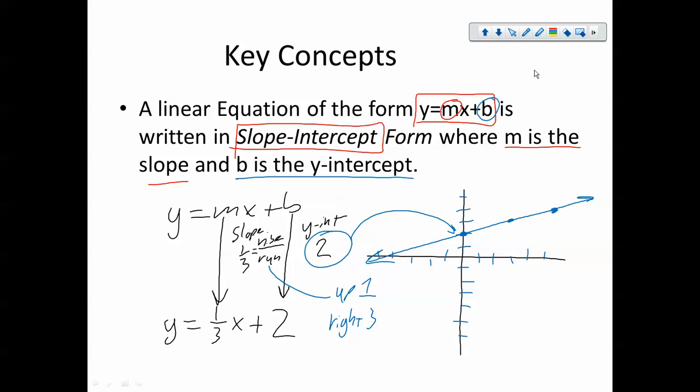Okay, so anyway, that's how you graph. The y-intercept of 2 gives you a point. The slope is the rise over the run. So we're going to start at that point and then use the slope, 1 up, 3 right, and that's going to give us our points. That's going to be the line that we create.